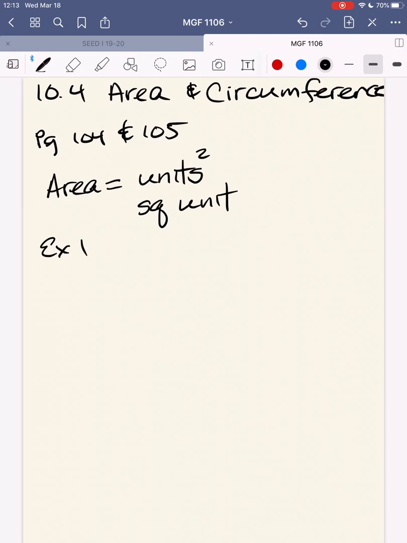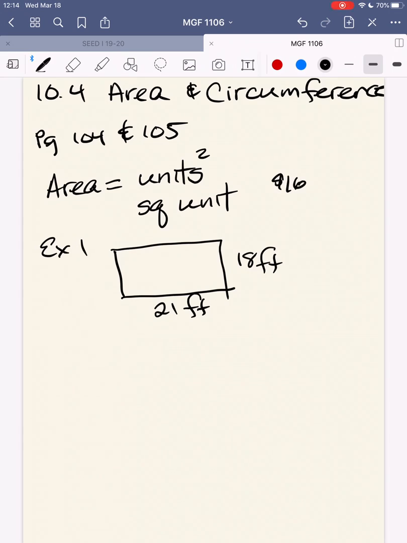And I have, what will it cost to carpet a rectangular floor? So I have a rectangle that measures 18 feet by 21 feet. If the carpet costs $16 per square yard. Because my carpet is in yards, that means I need to go ahead and convert my sides first. These guys need to be converted to yards first.